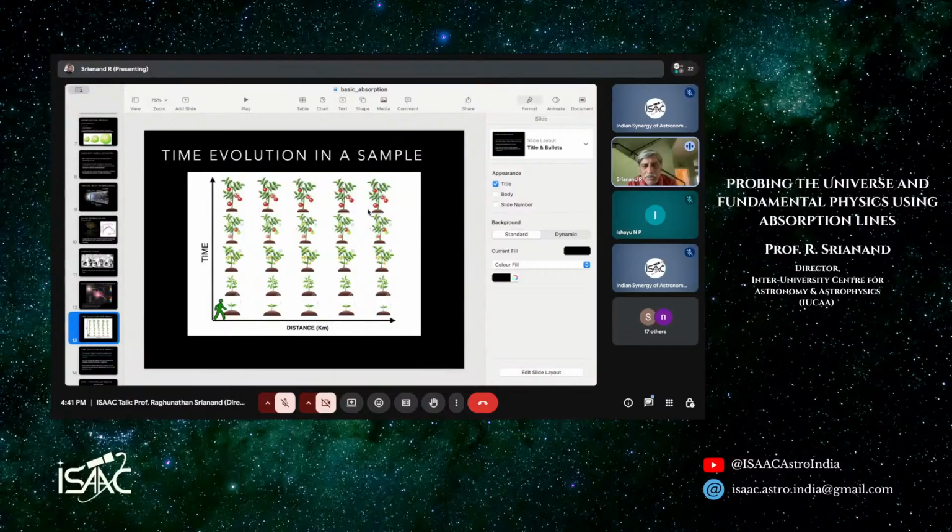Now you replace these plants by a galaxy, or a quasar, and so on. You can think of this person as a photon emitted from one object which is far away from us, and that photon is coming towards us. When it reaches different distances, the universe is also expanding. This is analogous to this guy traveling towards his destination. Whenever he reaches another destination, the universe has changed.